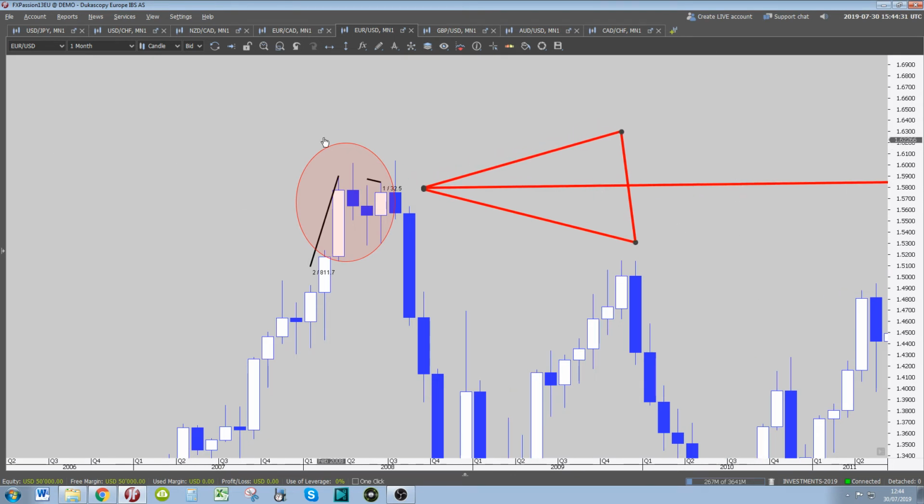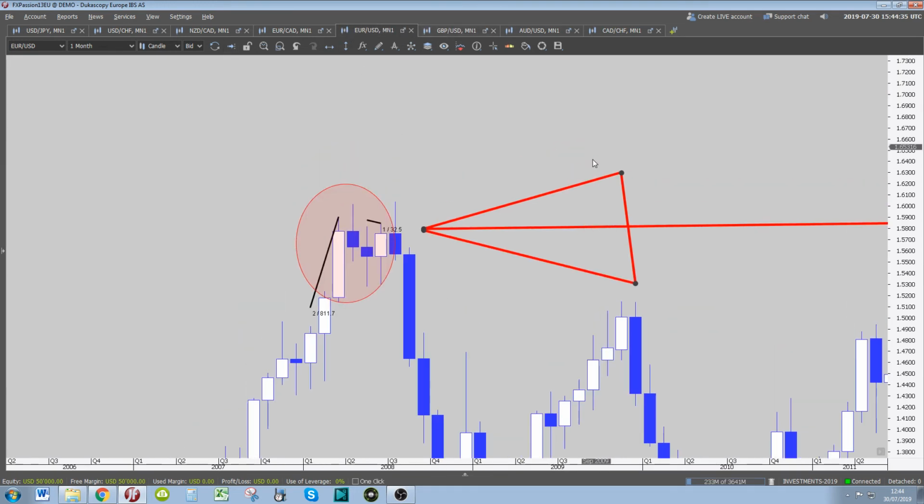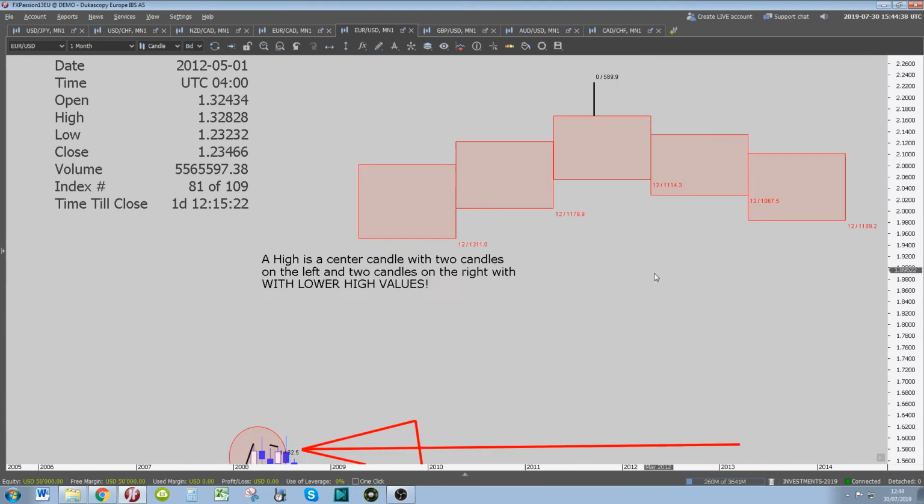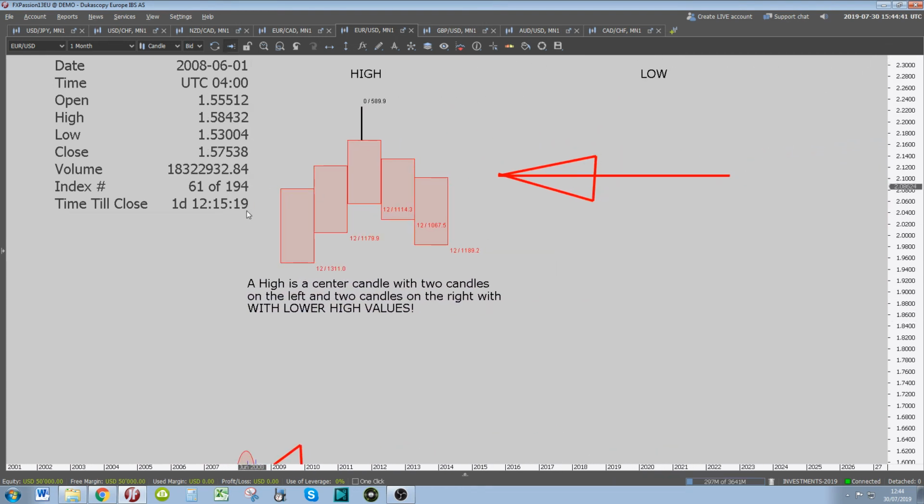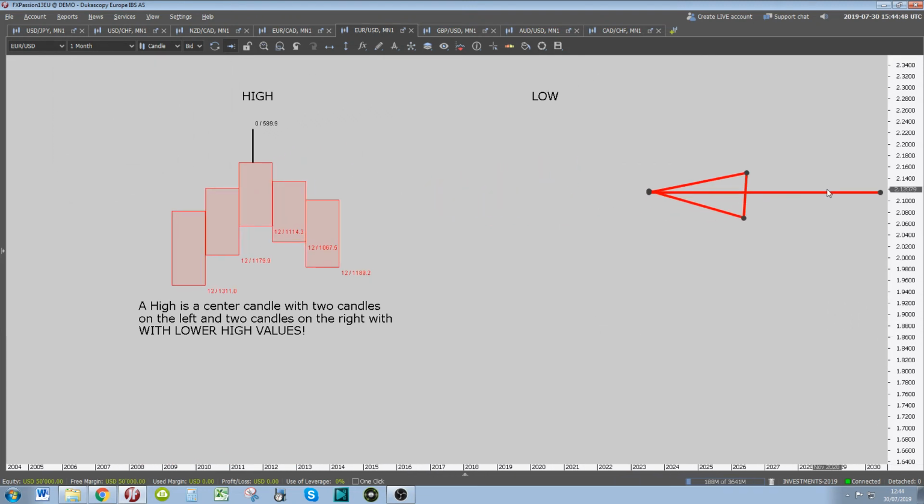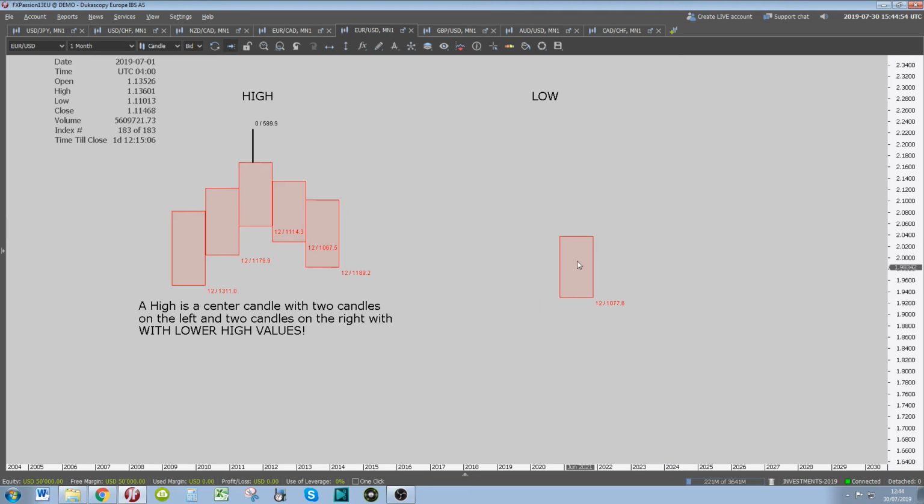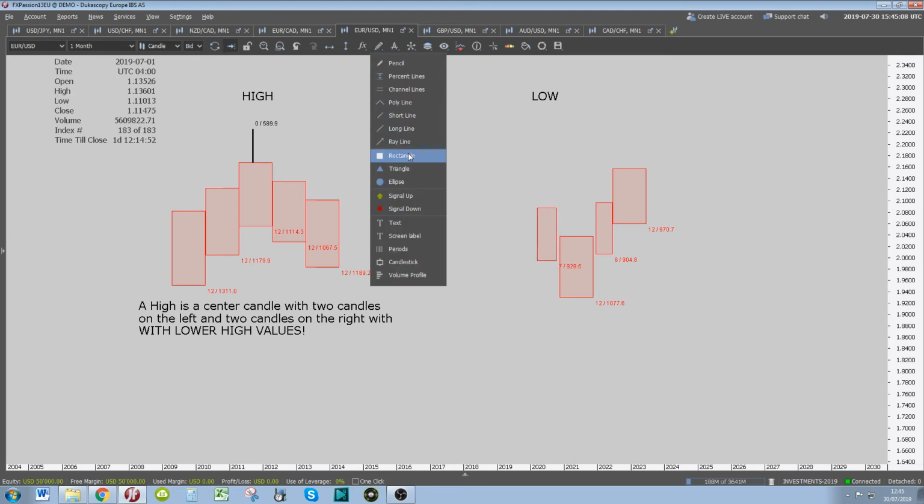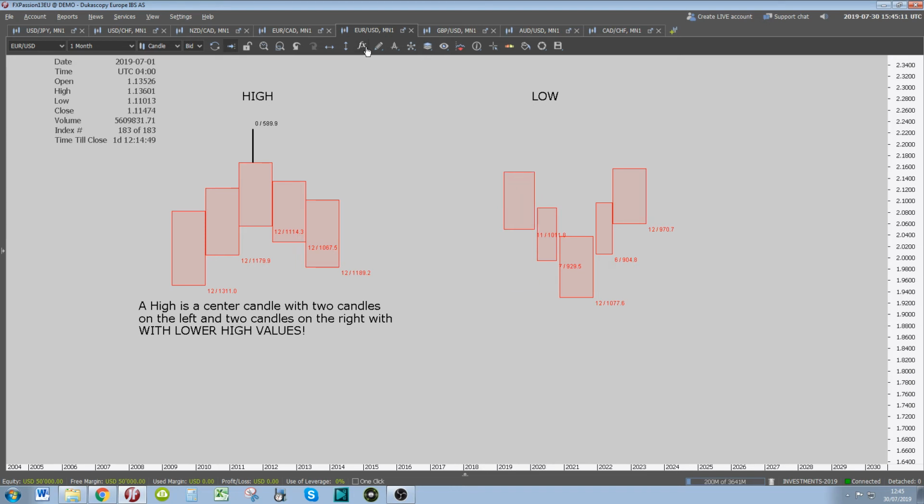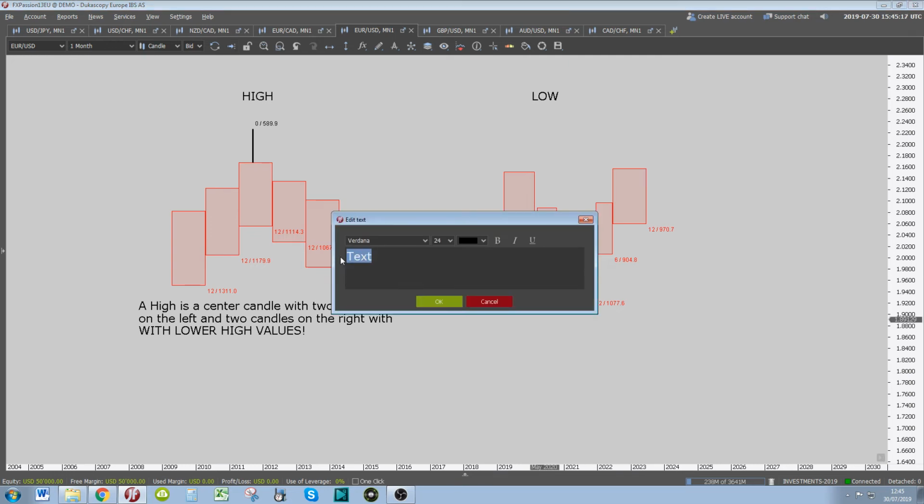Okay, so this is a high. Let's go back and decrease the widget. So what is the low? Well, the low is the exact same thing, just in the opposite direction. You are going to have a center candle and 2 candles on the right and 2 candles on the left, with what? With higher low values. Okay, you need to study this, everybody, if you're a beginner trader.